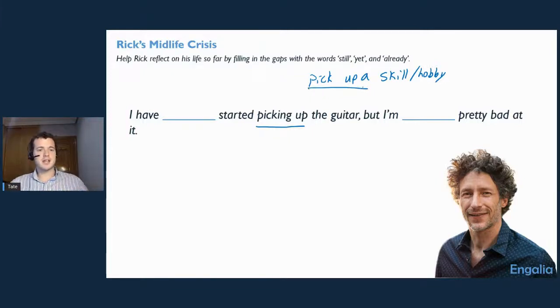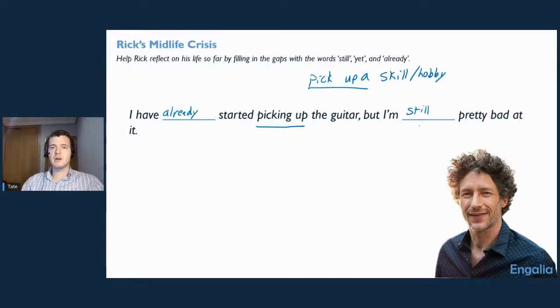All right, let's see. So it says, I have blank. Let's see. Raimonda says, already. I have already started picking up the guitar. Very good. I have already started picking up the guitar, but I'm still, very nice, still pretty bad at it. I'm still pretty bad at it.